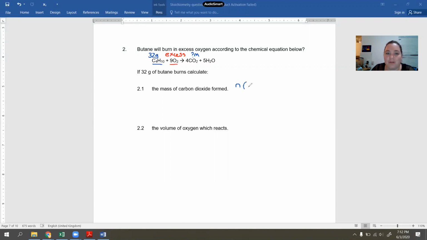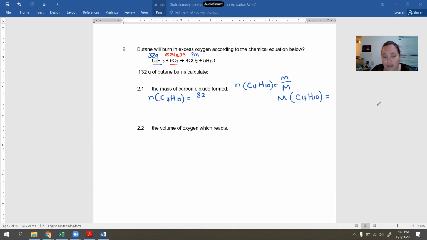So the number of moles of butane is what we're going to work out first, and that is equal to the sample mass over the molar mass. So the number of moles of butane is equal to the sample mass, which is 32, over the molar mass of butane, C4H10. You're going to have to go and look on your periodic table.